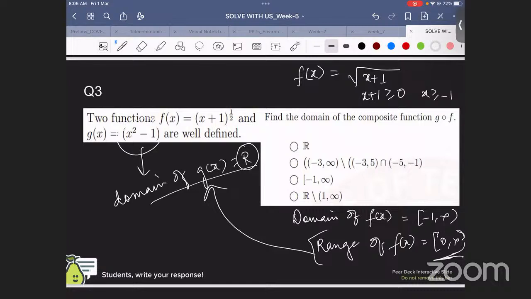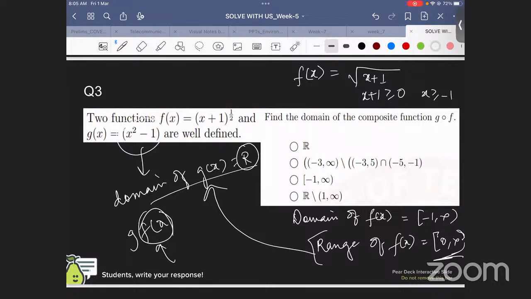Yes, sir. There is no point for which g of f(x) is not defined, right? Because whatever values of f(x) you are getting, you can put all those values inside g(x). Is it not?